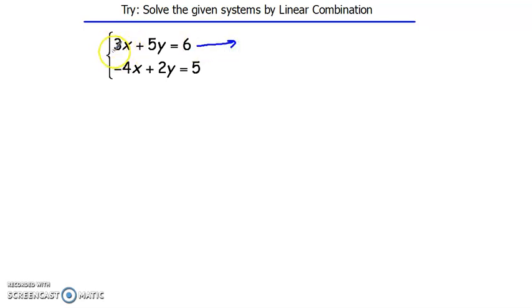So again, if I want to turn 3 into 12, I'm going to have to multiply that by 4. So again, if I call this equation A and this equation B, we could call this equation 4A. This can be a 12x, right? 4 times 3. Also, 4 times 5 would be a 20y. And 4 times 6 equals 24.